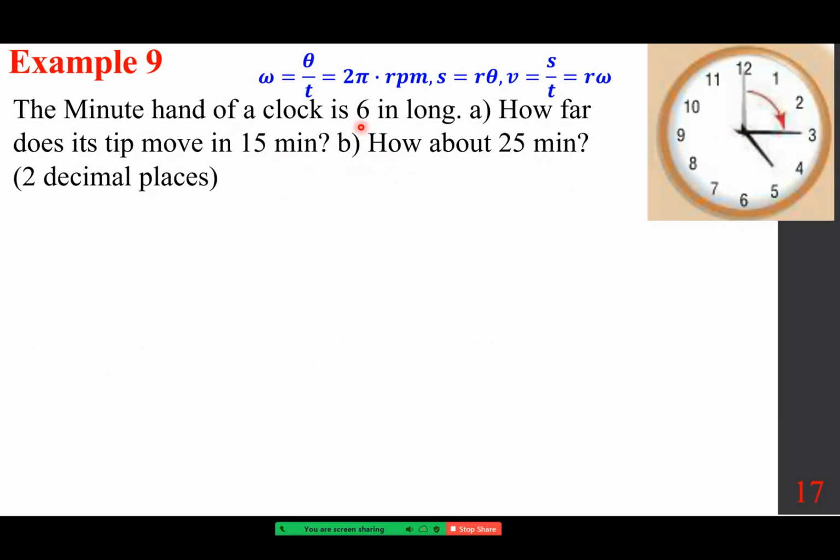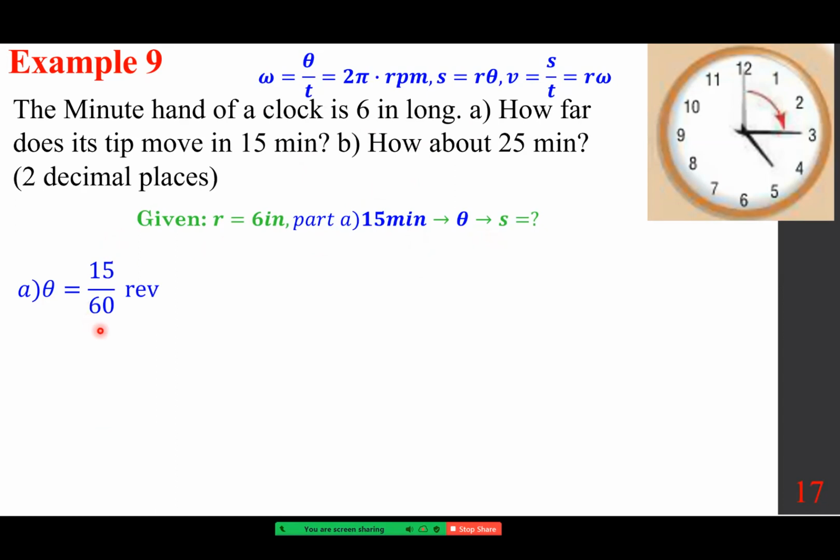The radius is given. The radius of the minute hand is 6 inches. And for part A, we're talking about 15 minutes. We need to calculate the theta and then S. So R is 6 inches. In part A, 15 minutes, we have to figure out the theta and the S. And by the way, 15 minutes, we already know it's pi over 2. But how do we know that? Just to remind you how we show the work.